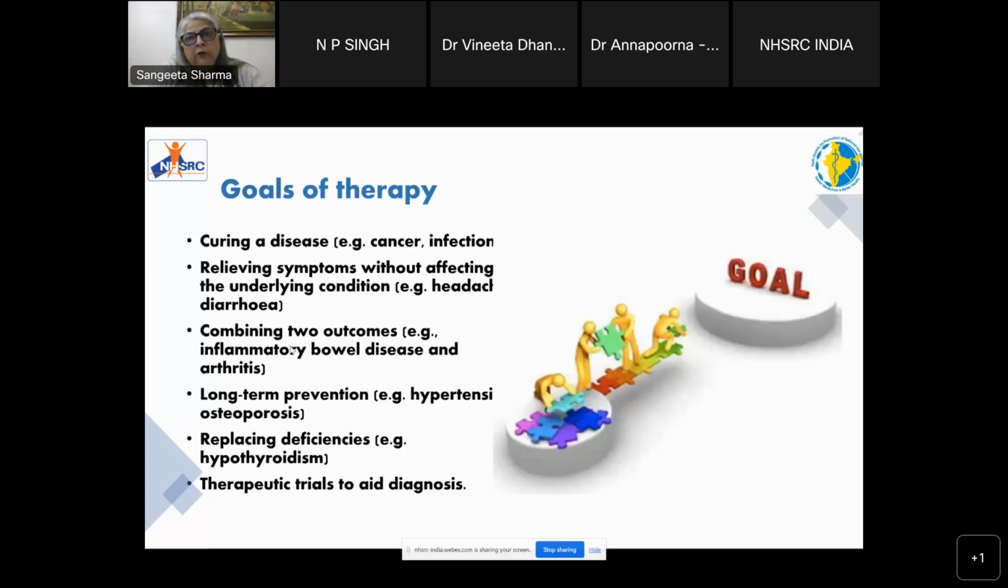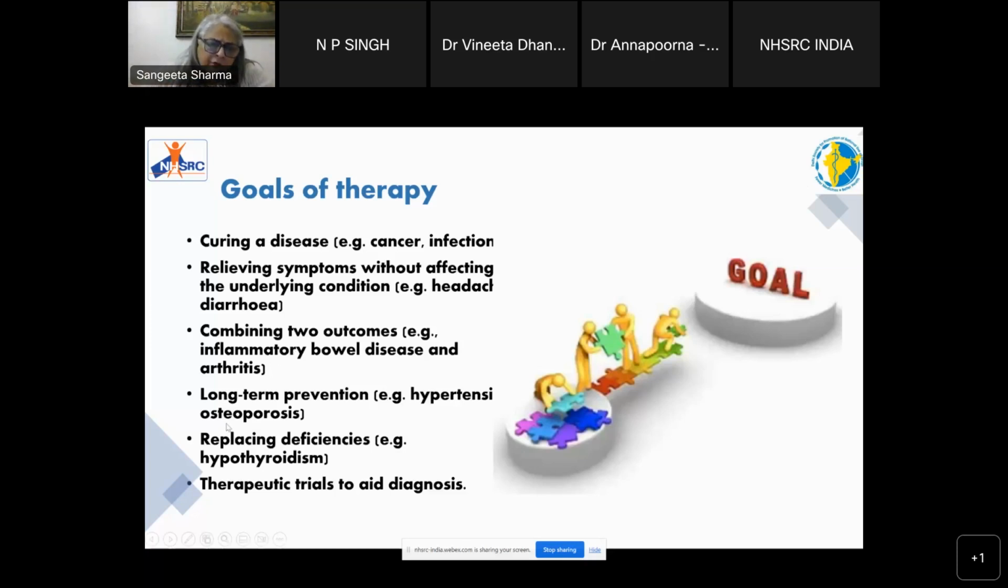Then the hypertension control will be disturbed, because painkillers retain fluid in the body, and with increased fluid in the body, the blood pressure targets will not be achieved. So we need to look into this. How can we do this? How can we replace deficiencies?